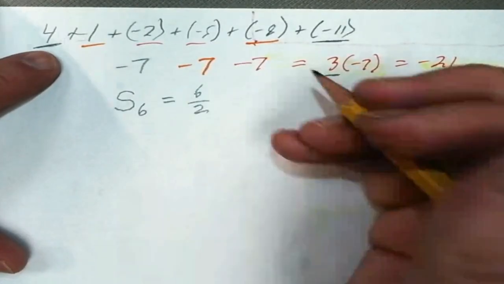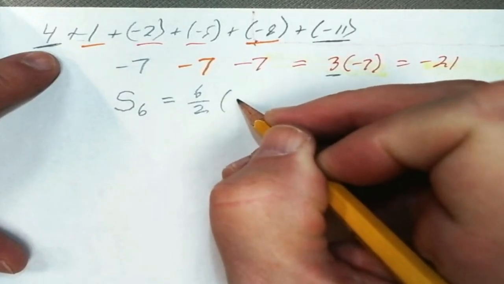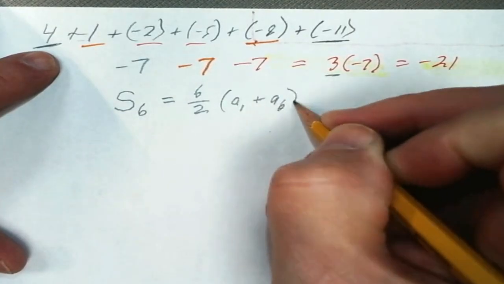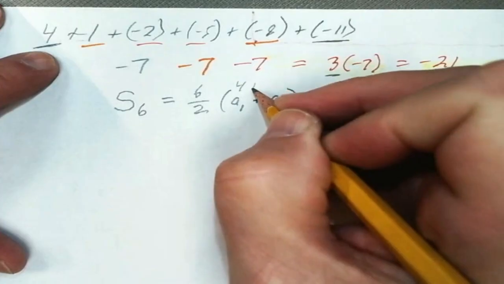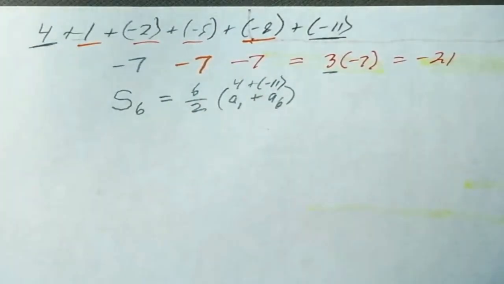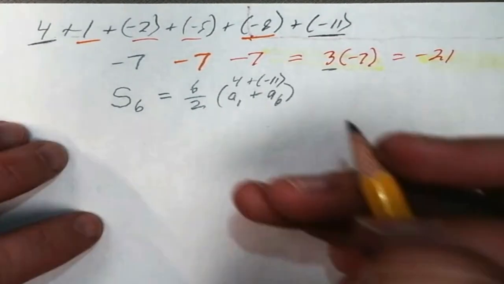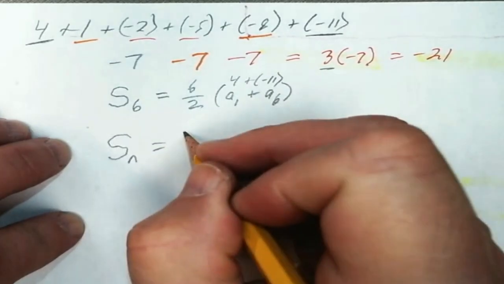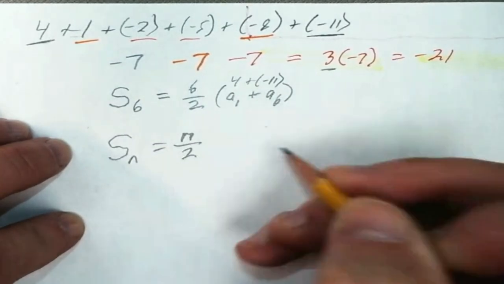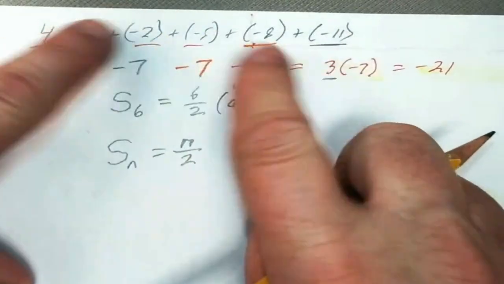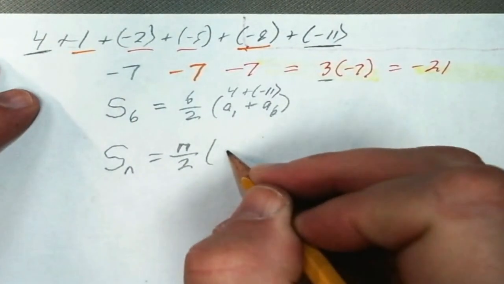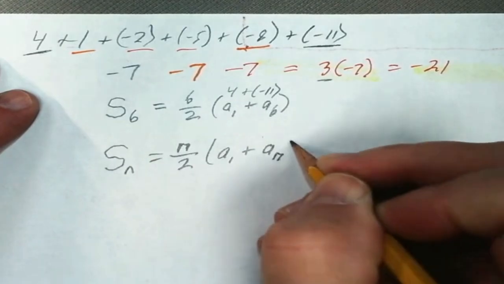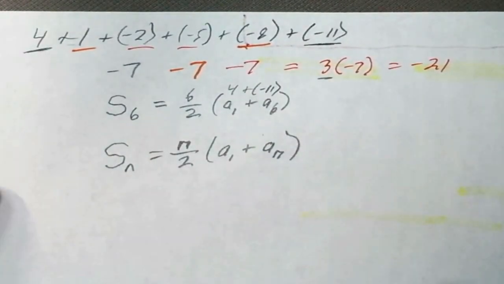And then they add A sub 1 plus A sub 6, right? Which was 4 plus -11. Does that work? So would our formula be the sum of any number would be the number of terms divided by 2, because we're breaking them up in pairs, times the first term plus the last term. Because that's what they did.